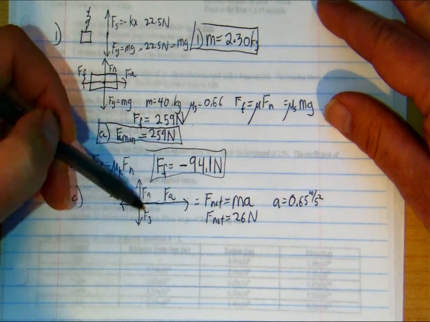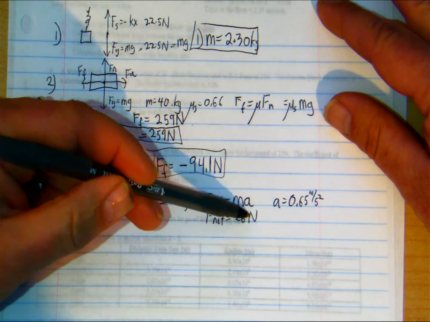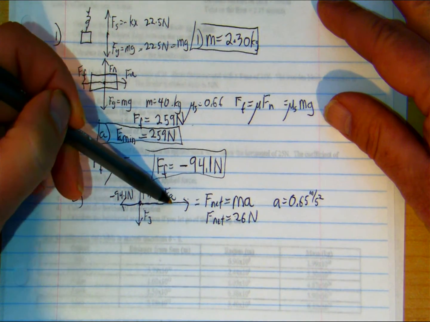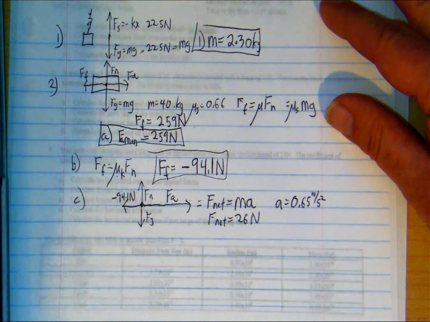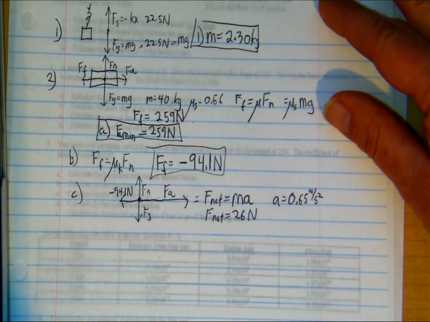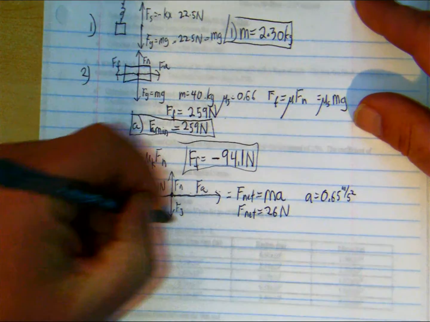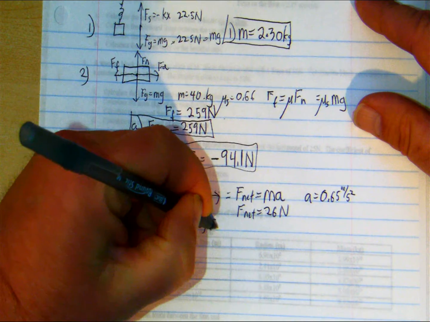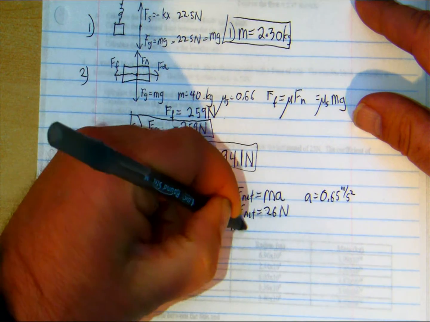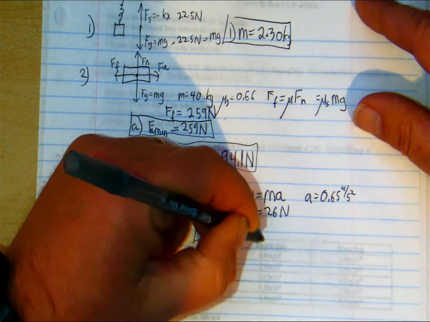The applied force is 26 newtons to the right plus the additional 94.1 newtons it takes to overcome kinetic friction. So if I add 94.1 to 26, then my answer for part C, the applied force, is 120 newtons to the right.